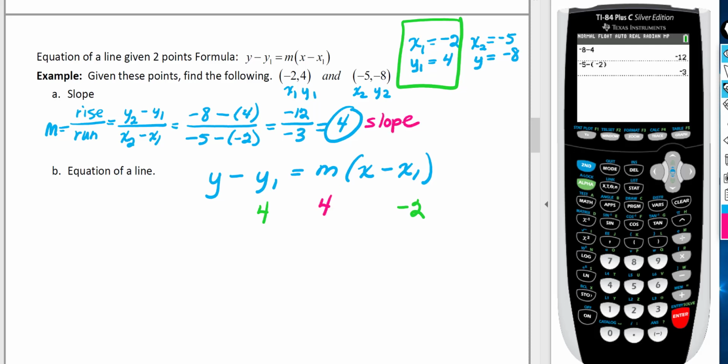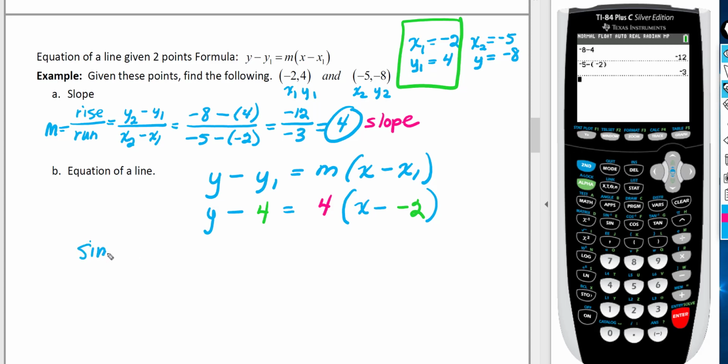And then I'm going to write the rest of the formula out. So this is going to be y minus the 4 from the y1 equals m, which is my 4 that I just calculated, times x minus -2, close parentheses. Now what we need to do is simplify it. So now we have that in that form, now we can simplify.